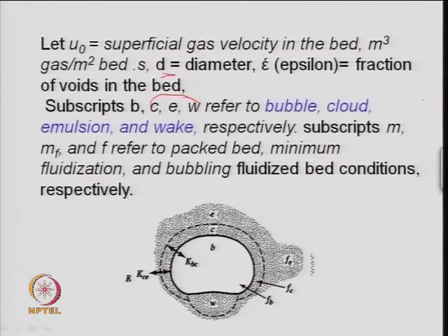M and MF are referring to the minimum fluidized bed condition, right. When I write a B, it is a bubbling fluidized bed reactor condition, right, and F is basically representing the bubbling fluidized bed condition, and this MF is representing a minimum fluidized bed condition, and when it is M, it is just representing a packed bed.